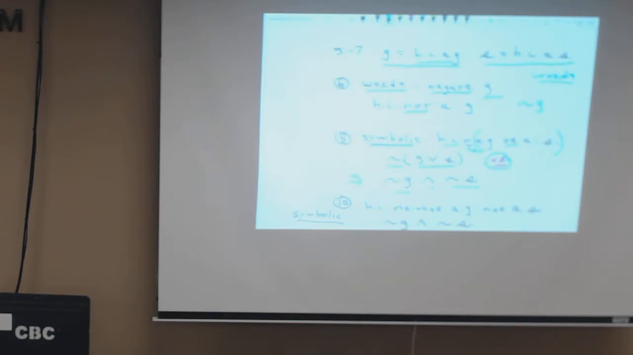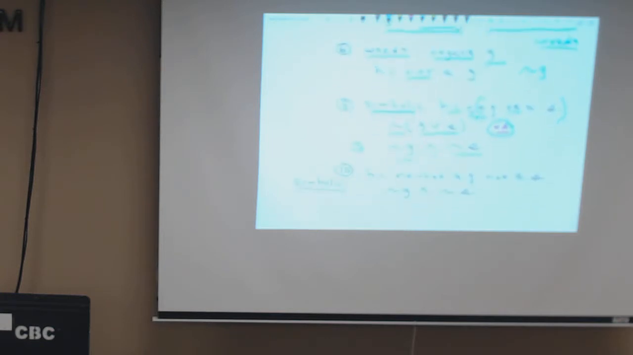Problem number 10. He is neither a gentleman nor a scholar. So now I'm saying he is not a gentleman, that's not G. He is not a scholar, that's not S. Now, I only have two choices. What are the two choices? AND or OR? In English, when you say he's neither this nor that, that's the same as saying he's not this and he's not that.